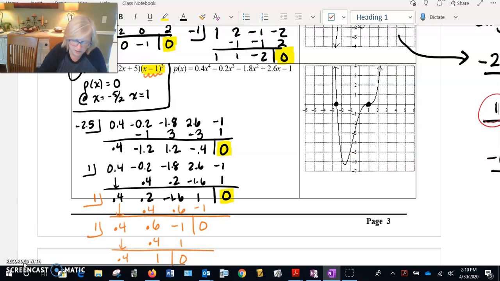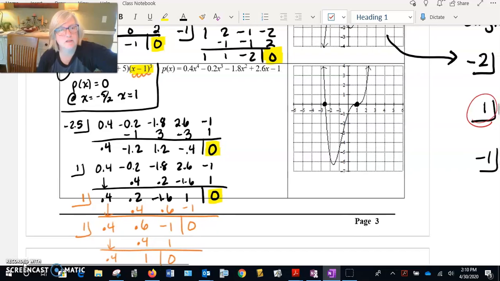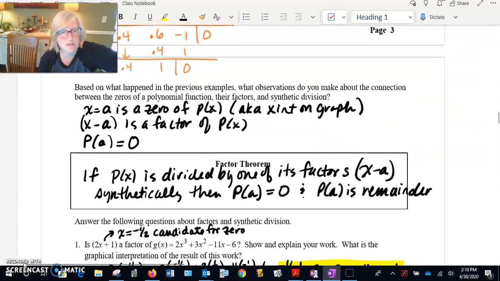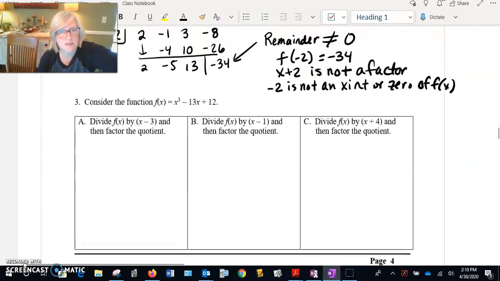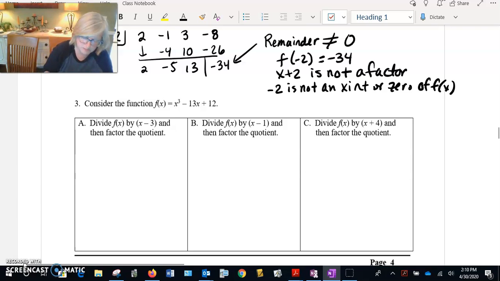All right, so let's come back and let's look at this last part. Since I'm doing the video anyway, we might as well do some of it together. All right, so let's look at our problem. We have a function x cubed minus 13x plus 12. The first thing they want you to do is divide by x minus 3 and then factor. So I'm just going to do synthetic. 3, 1, don't forget your placeholder, negative 13 and 12. And you'll see how fast this goes.